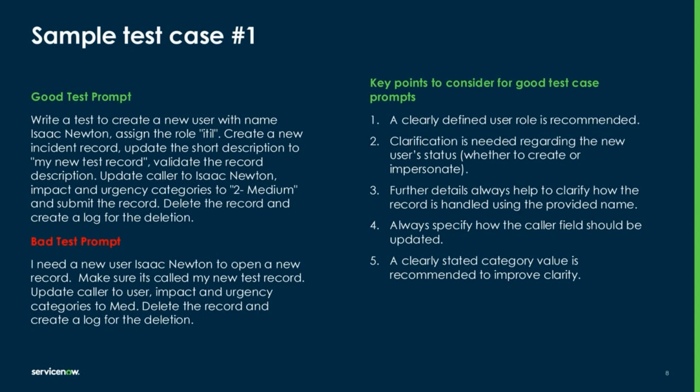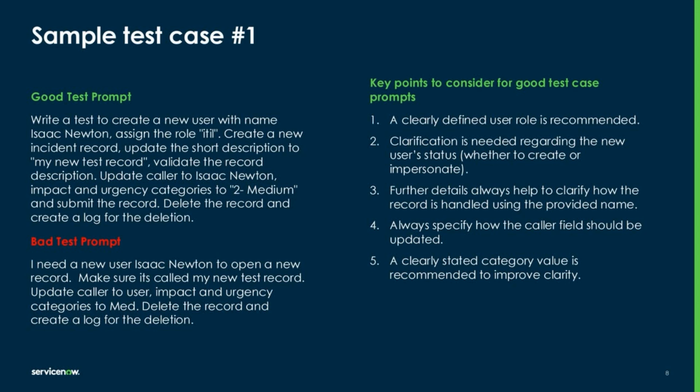Another way, and a bad way, to write the same prompt would be what we are showing at the bottom here. Something like, I need a new user, Isaac Newton, to open a new record. Make sure it's called my new test record. Update caller to user. Impact and urgency categories to medium. At first look, it may look fine, but you really want to give a prompt that is clearly understandable. That way, your chance of creating a good test is much higher.